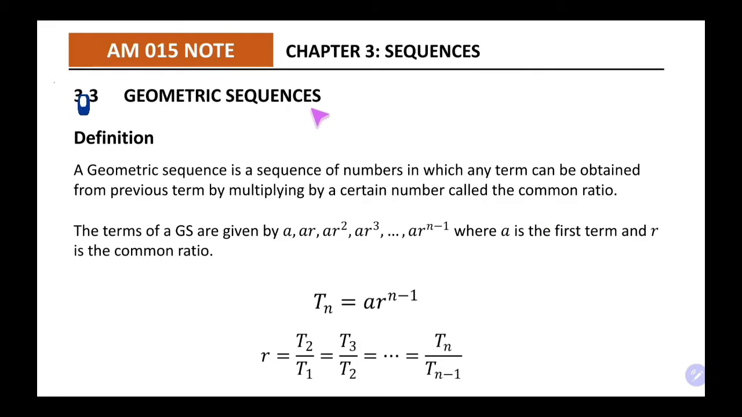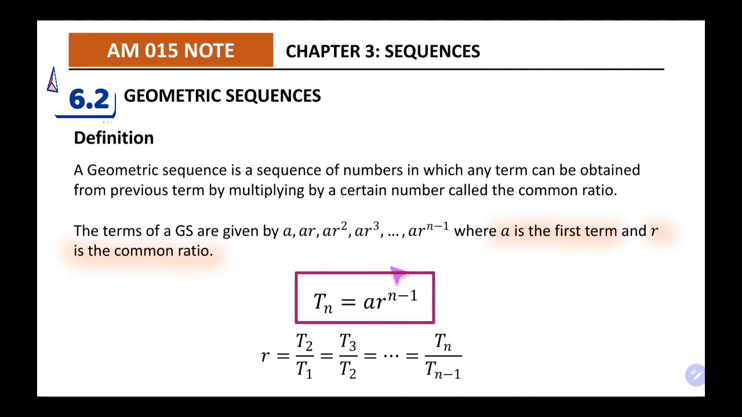3.3 Geometric sequences. Definition: a geometric sequence is a sequence of numbers in which any term can be obtained from the previous term by multiplying by a certain number called the common ratio. The terms of a geometric sequence are given by a, ar, ar squared, ar cubed, until ar to the power of n minus 1, where a is the first term and r is the common ratio. This is the formula for the nth term of a geometric sequence, where Tn equals ar^(n-1).